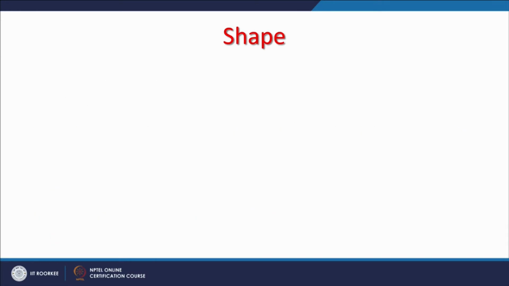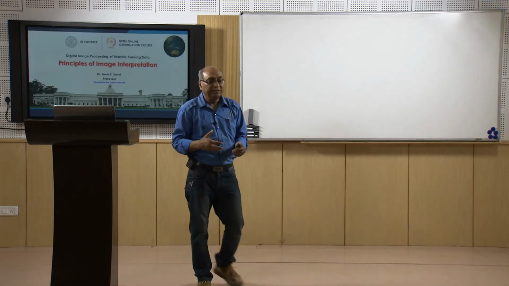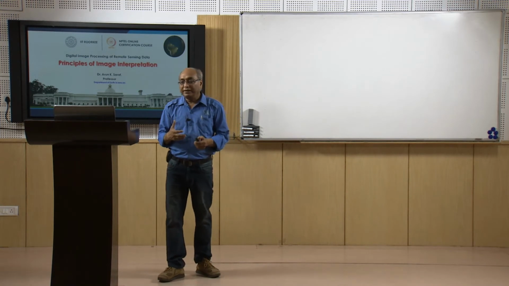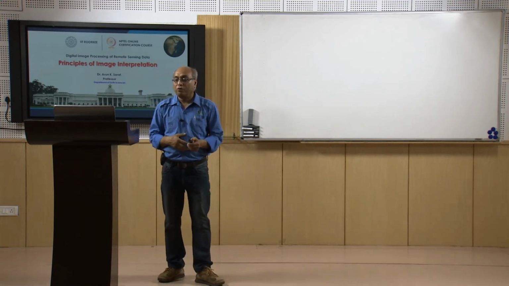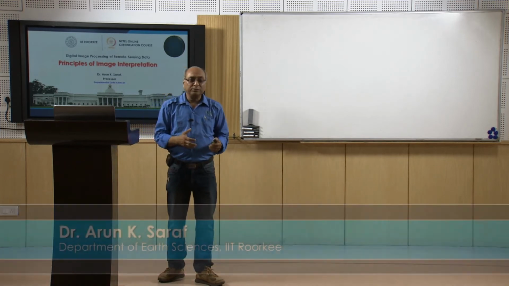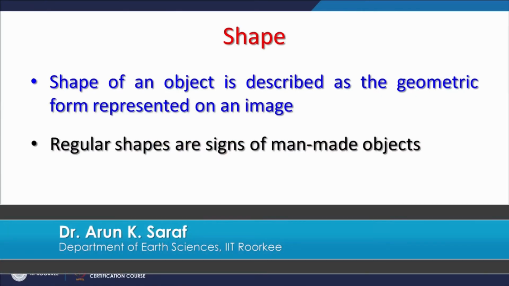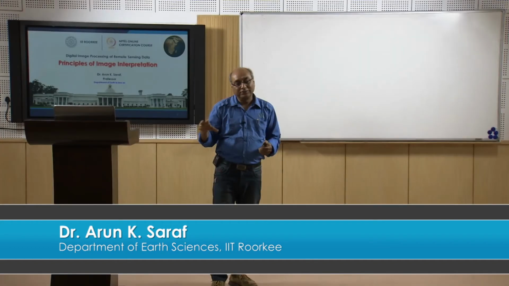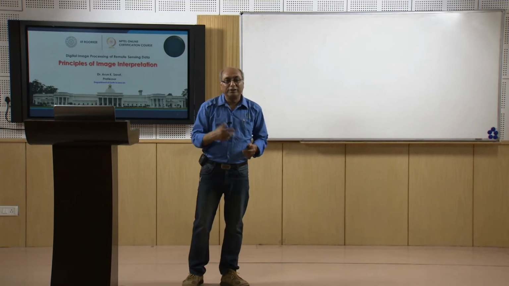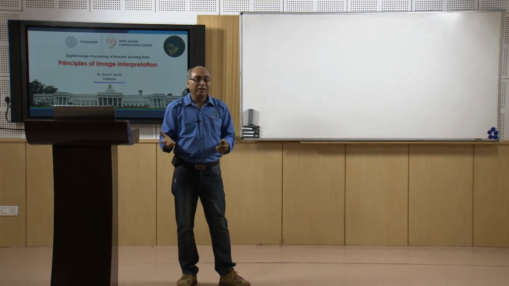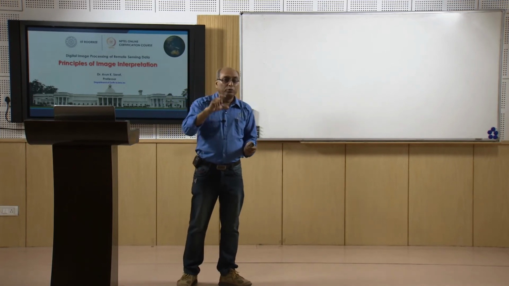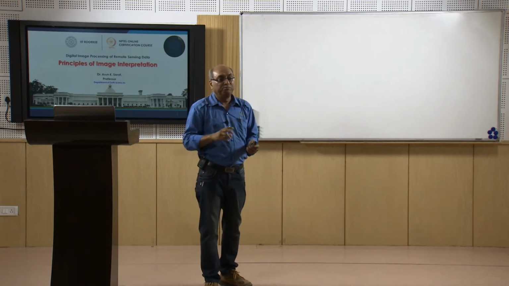Now the third of the interpretation elements or keys is shape. Shape plays a very important role. The shape of an object is described as the geometric form represented on an image. Regular shapes are signs of man-made objects, like houses and buildings. So these are regular shapes. They may be rectangular or square in shape. Generally, this is how we see them. And there are large colonies or multi-story buildings, so they have a fixed shape kind of thing.